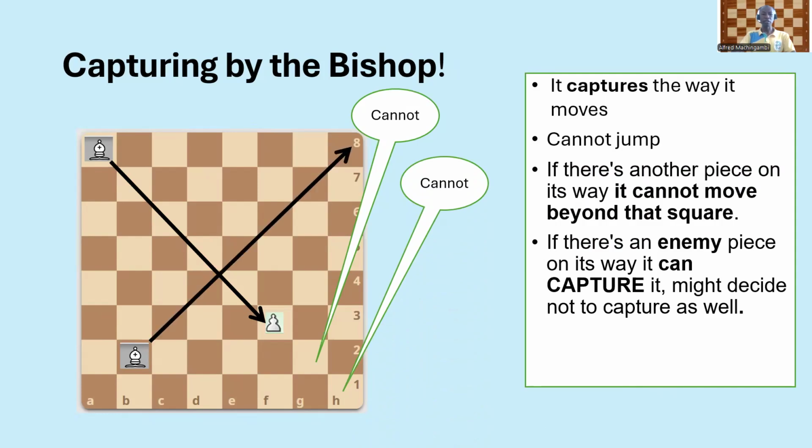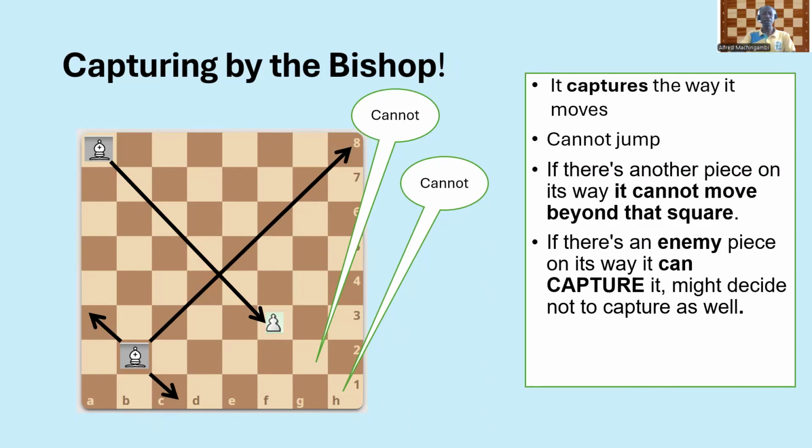In this case, it can go further to H8, and this is regarded as one move. Right there, it can go to A3. There, it can also go to B. It can also go to C1. So in other words, that's how the bishop moves. Just remember and take note, it moves diagonally.